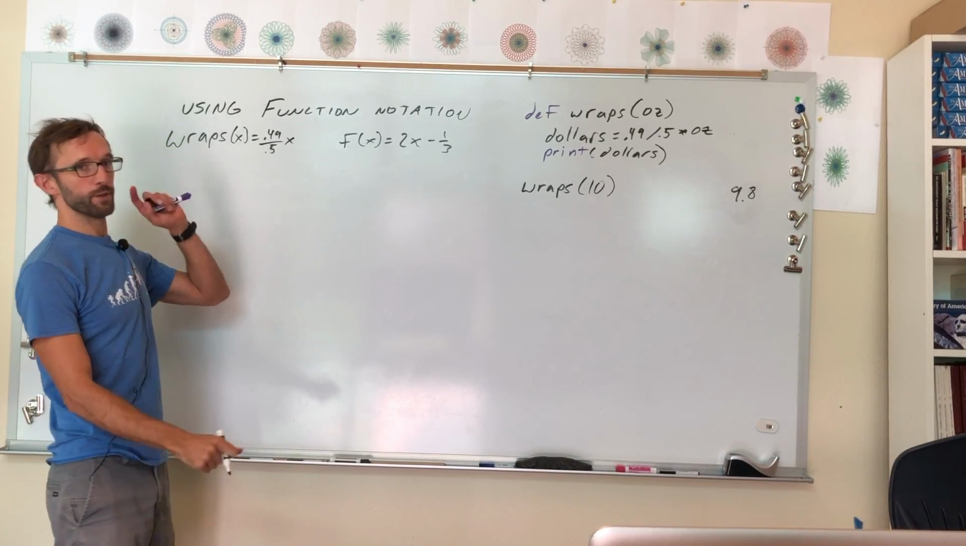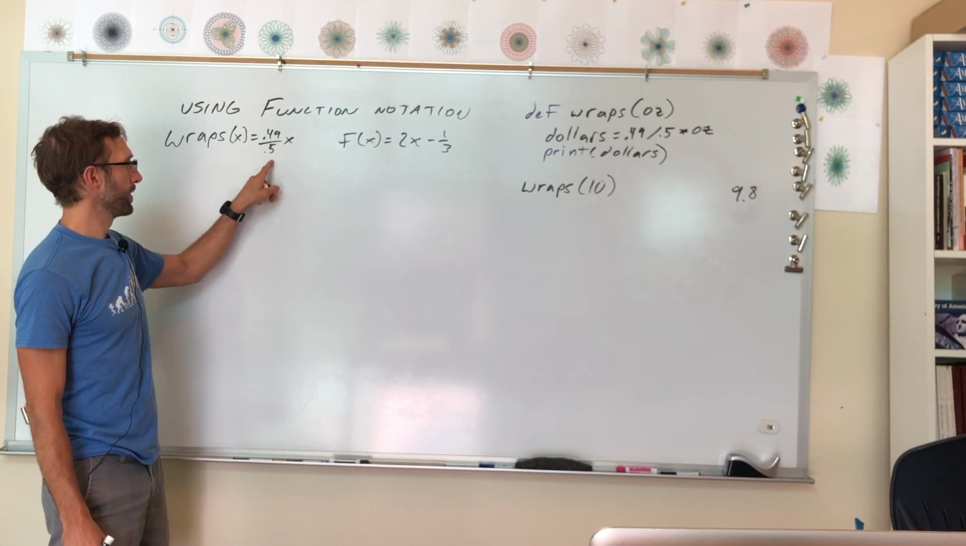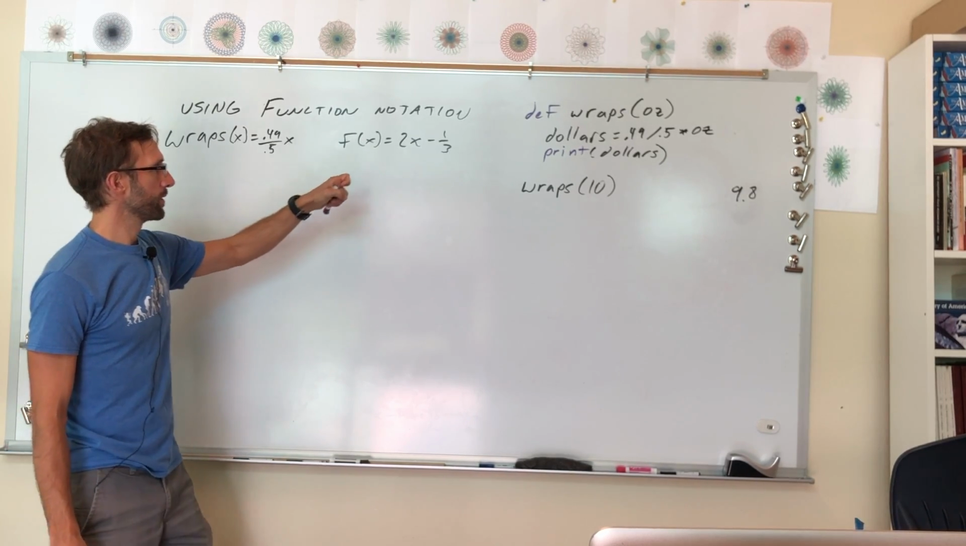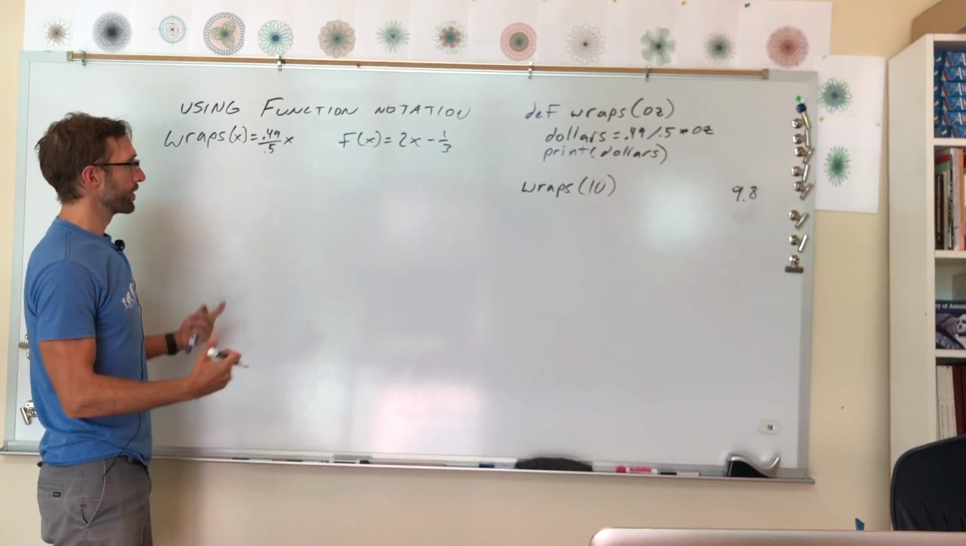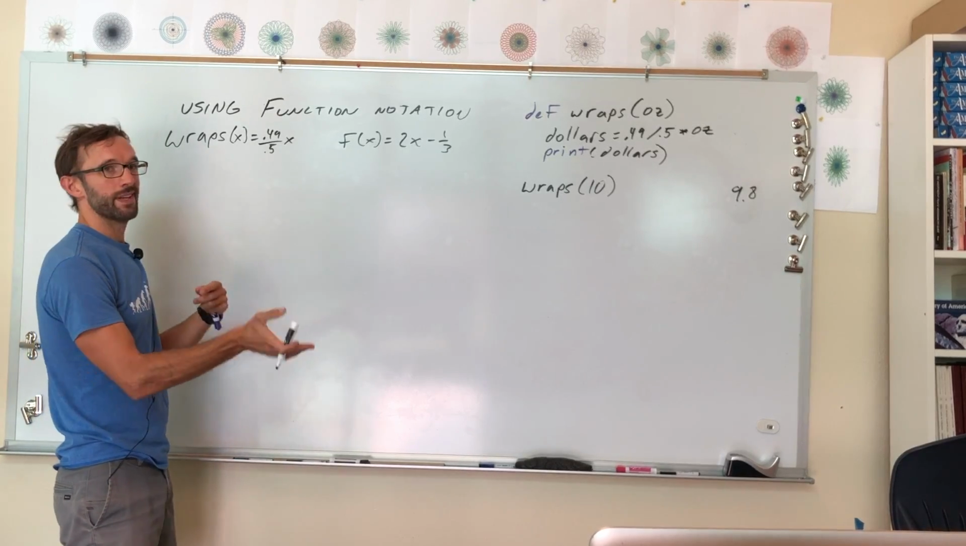All right, so here we have two functions we're going to work with. Wraps of x, which is 0.49 over 0.5 times x. That looks very familiar, doesn't it? And then f of x equals 2x minus a third. And we're going to do some exercises with this where we're inputting a value and crunching the numbers and getting an output.